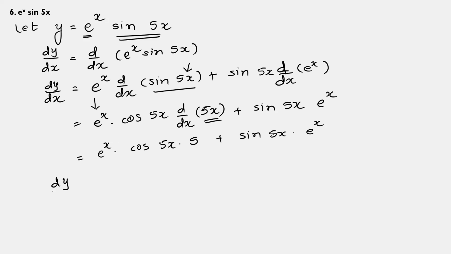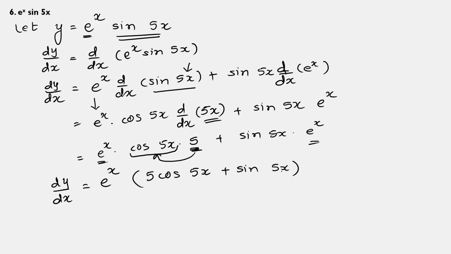It will be very easy if we take common. So e to the power x is common from both the terms, and we have 5 cos 5x, because this 5 is multiplied with full cos 5x. It's not multiplied only with 5x, so 5 is not like 25x. 5 is multiplied with full. So I can take out before cos 5x: 5 cos 5x plus sine 5x.